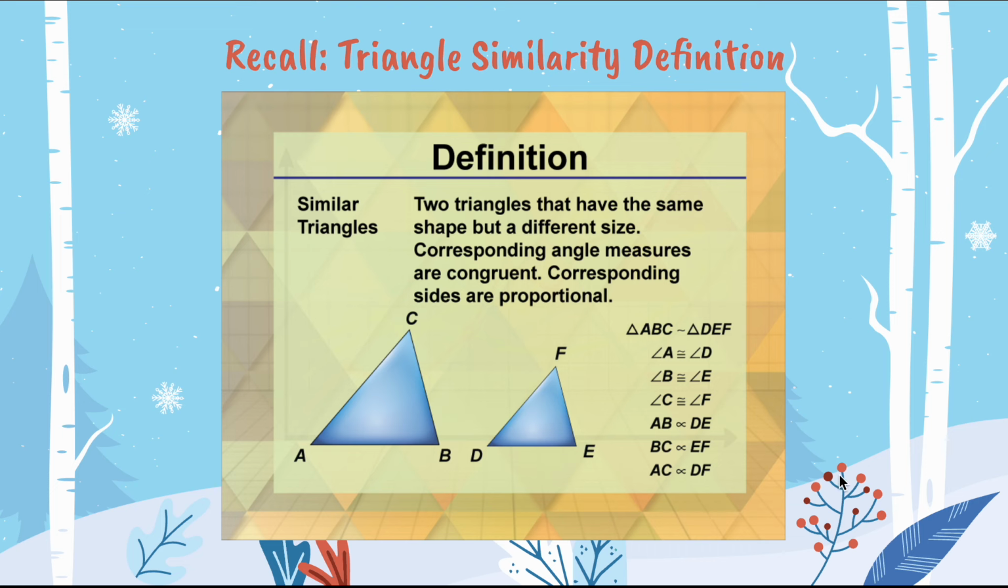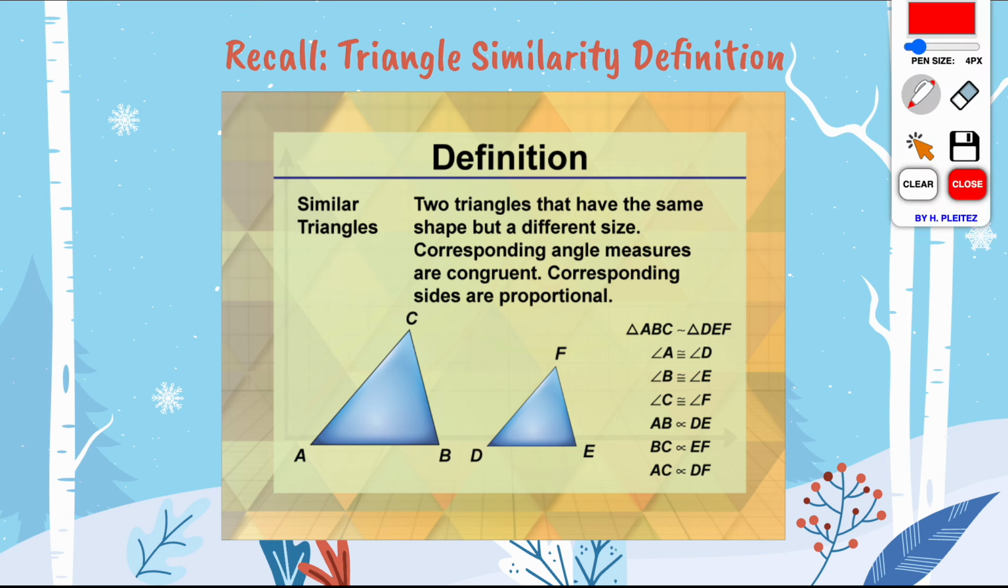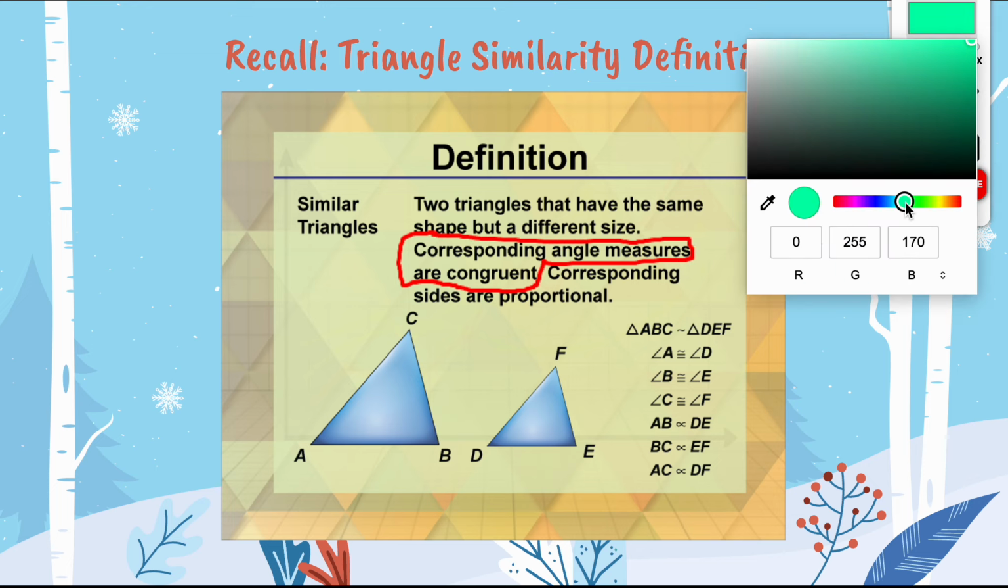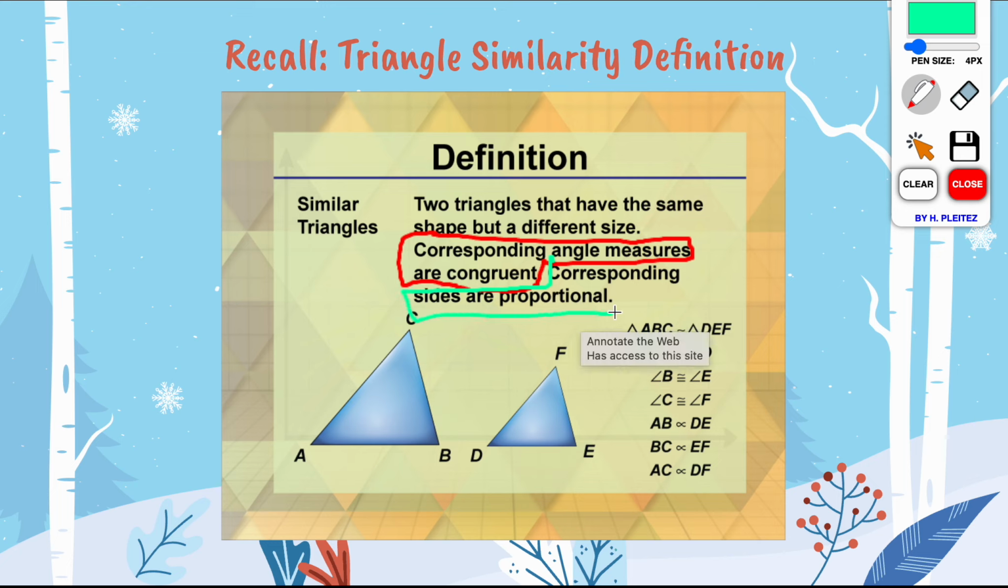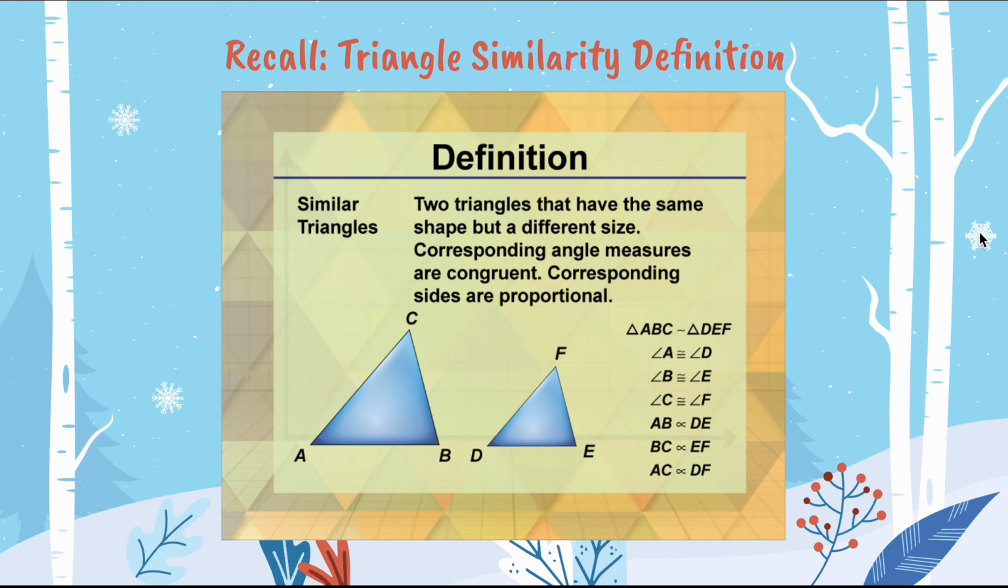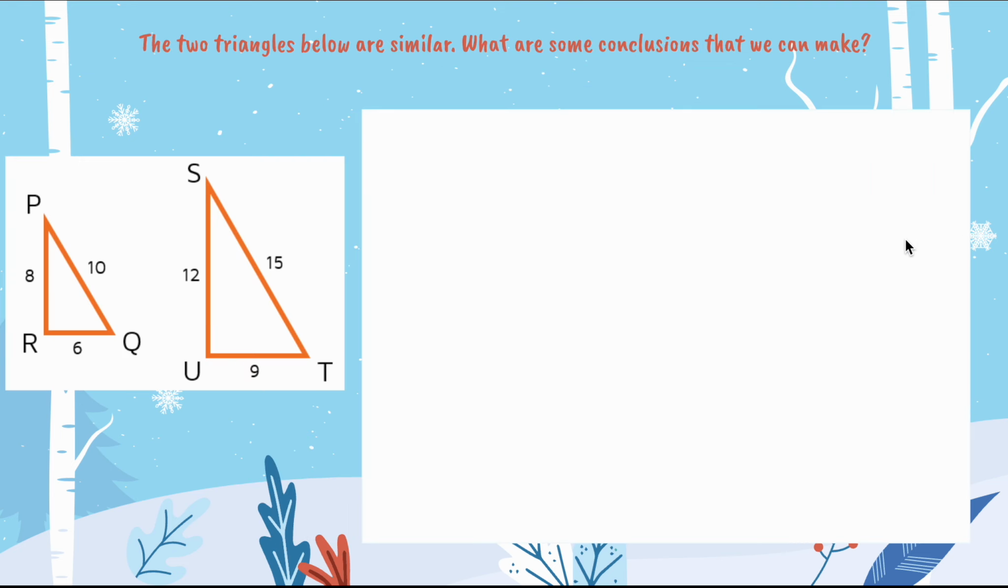So recall that this definition of similarity is super important. As all definitions are in geometry, you need to make sure that you understand what comes from two triangles being similar, right? If two triangles are similar, we know two very important things. We know that their corresponding angle measures are congruent, and we also know that corresponding sides are proportional. You need to know this like the back of your hand. So here's a way that we can use that.